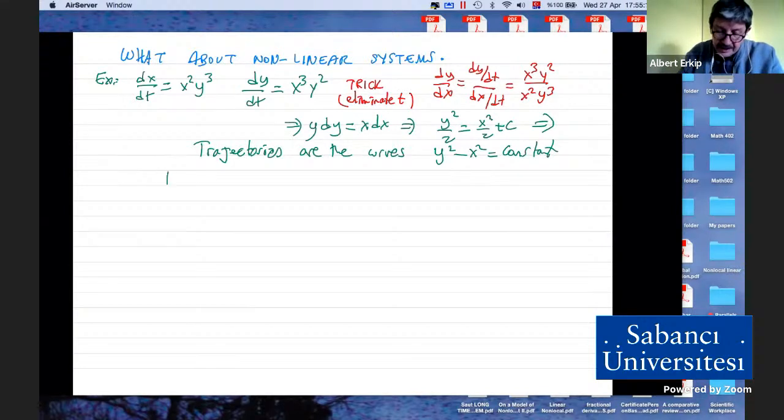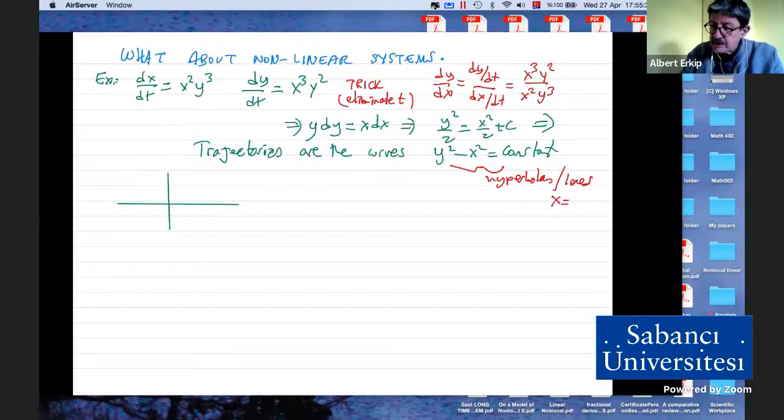Now, again, sketching them is not very difficult. How do I sketch them? These are like hyperbolas. These guys are hyperbolas, or lines, y equals plus or minus x. So we have the two lines here, and then we have the other hyperbolas here.